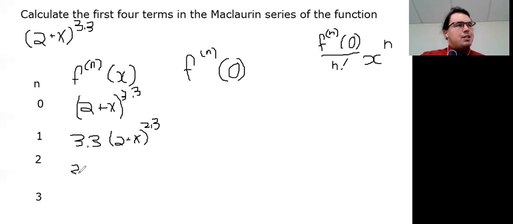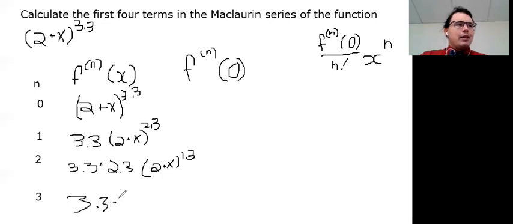To continue differentiating, the second derivative is going to be 3.3 times the number 2.3 times the quantity 2 plus x, which has been raised to the 1.3 power. And then for my third derivative, I've got 3.3 times 2.3 times 1.3 times 2 plus x raised to the power 0.3.